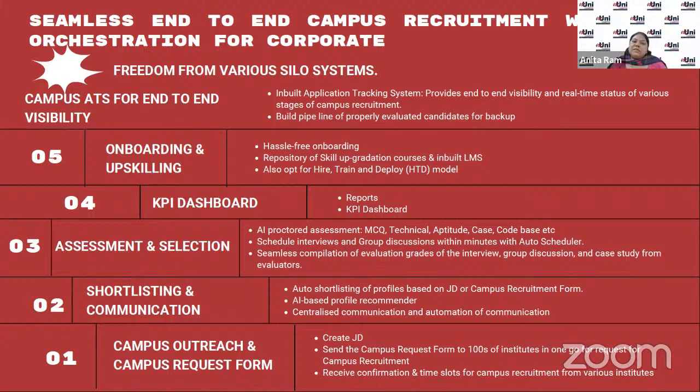Post that, once they receive the profiles of the candidates, once the institute accepts their invitation, they can start with the shortlisting process. They can communicate in a single go, schedule the interviews, and plan the entire activity of assessment and selection. They will also get a KPI dashboard, which will help them have all the reports in a single view to understand the progress of the entire campus placement activity, and then onboarding and upskilling.